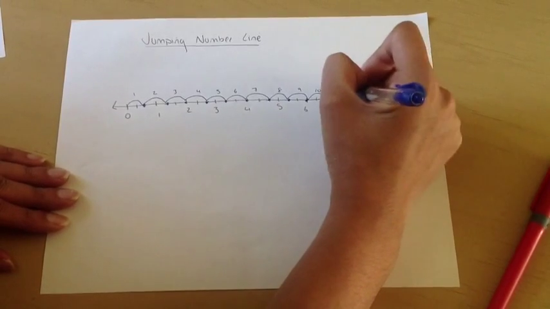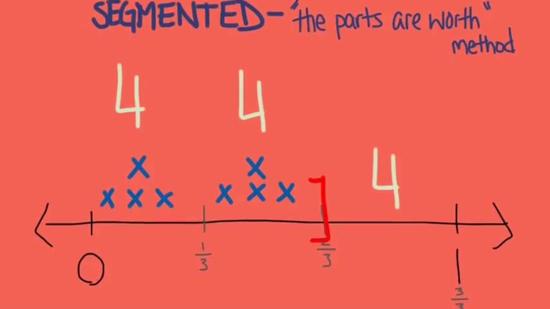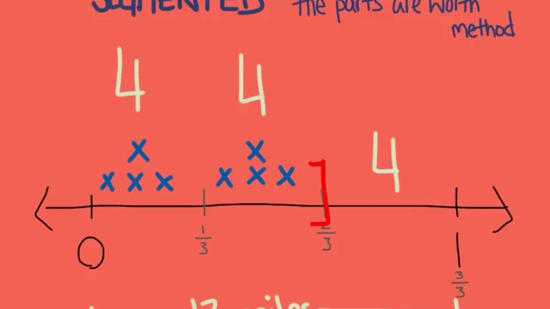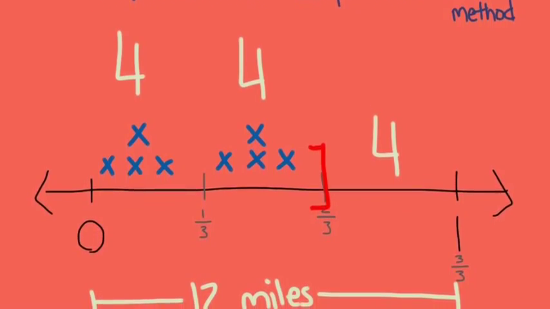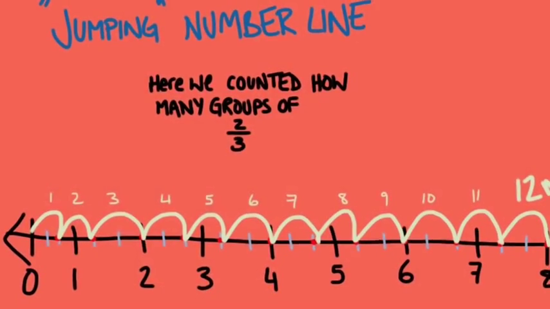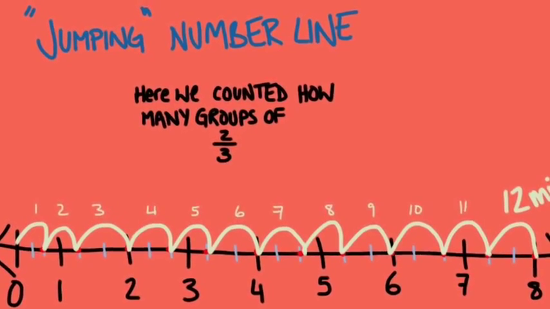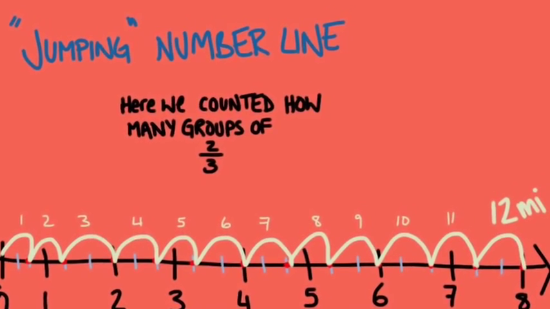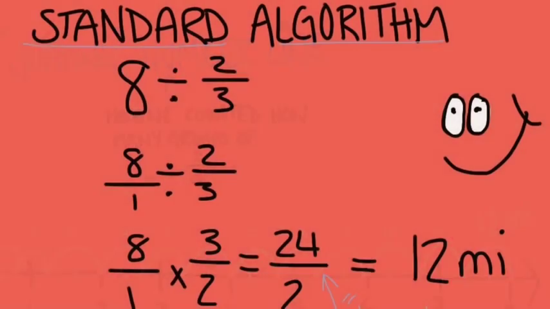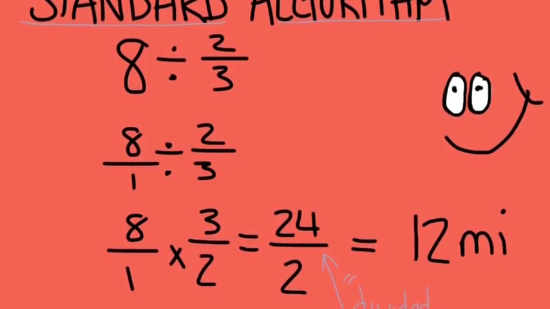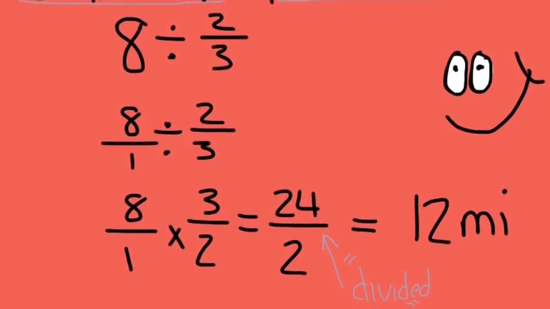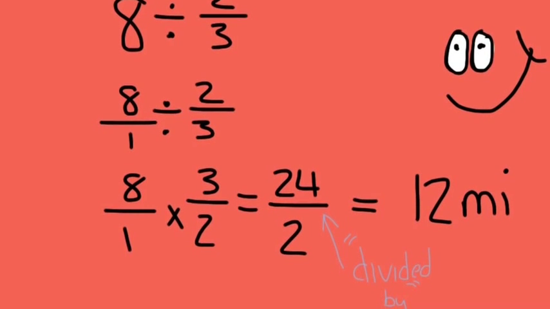So both models support the same answer. So again, we have the segmented number line, which tells me what the parts are worth, or like I like to think about it. And then we have the jumping number line, where we counted how many groups of 2/3 there were. And of course, we would use the standard algorithm, which would support the answer that our model gives us.